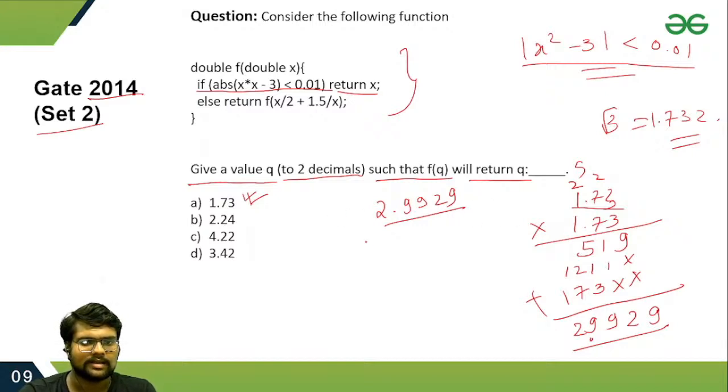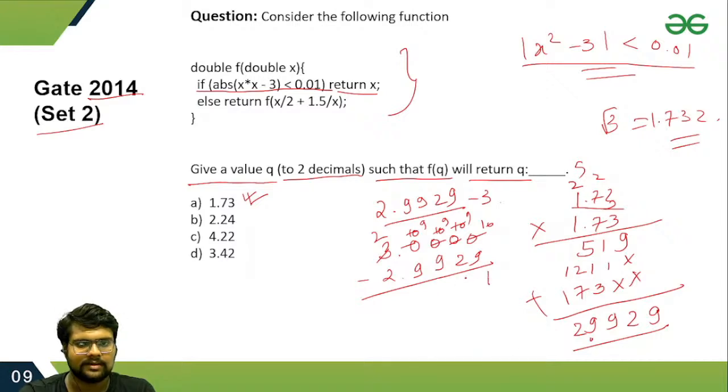So when we subtract this value from 3, it will be 3.0000 minus 2.9929, and when we subtract this, it will be 0.0071. So here our answer is 0.0071.